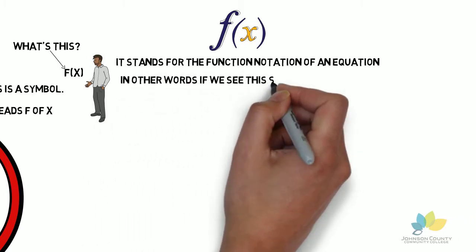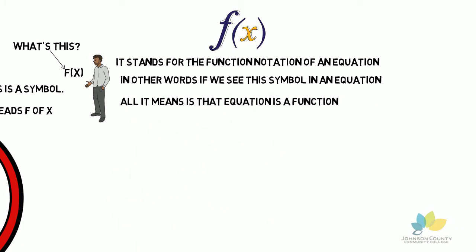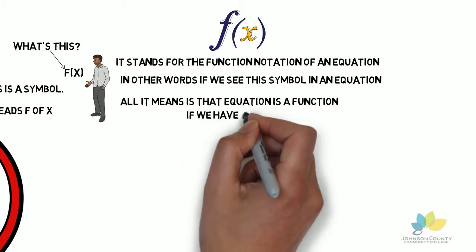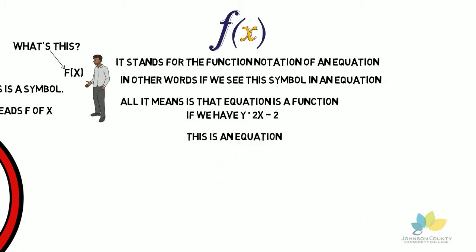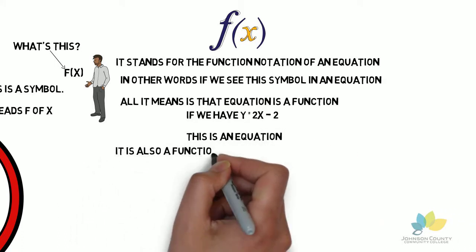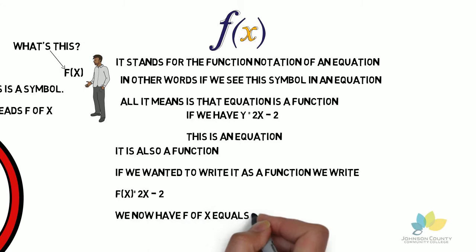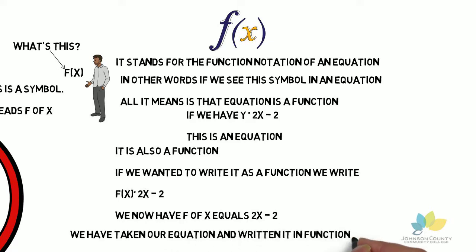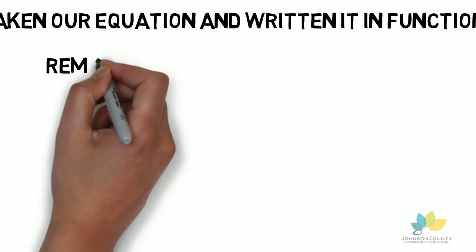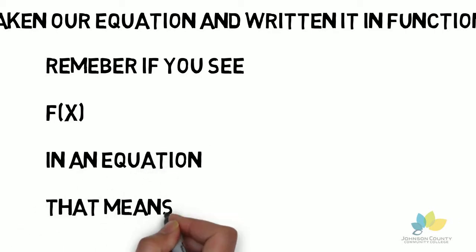In other words, if we see this symbol in an equation, all it means is that the equation is a function. If we have an equation of y equals 2x minus 2, again, this is an equation. It's also a function. If we wanted to write it as a function, we would write f of x equals 2x minus 2. We've taken our equation and written it in function notation. Remember, if you see f of x in an equation, that means it's a function.